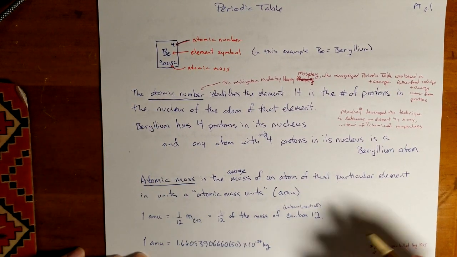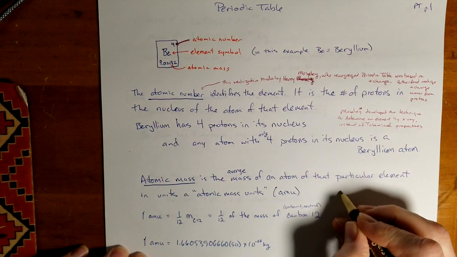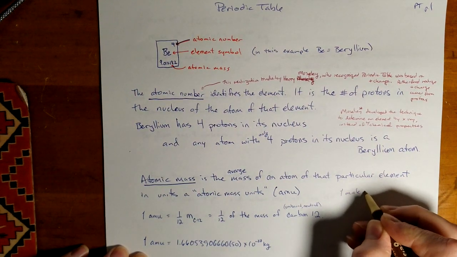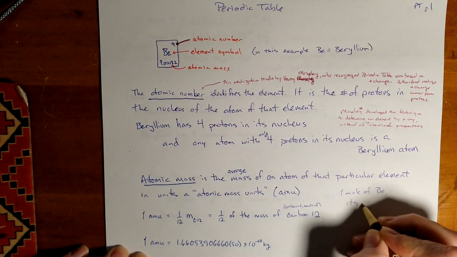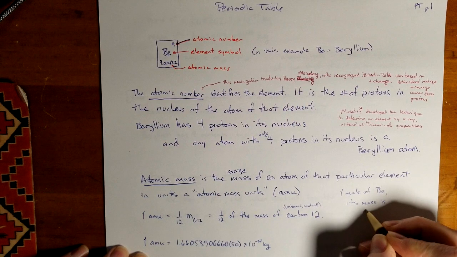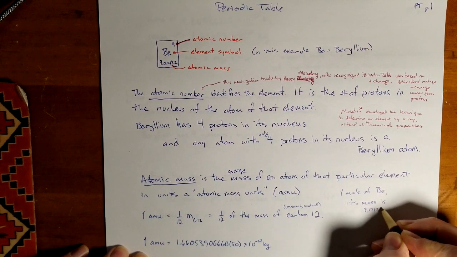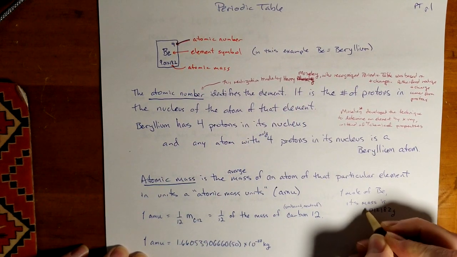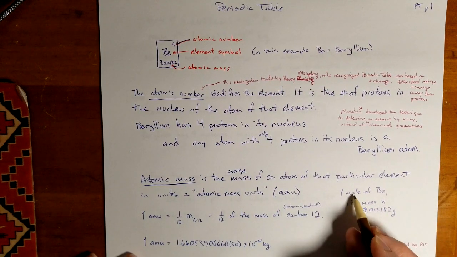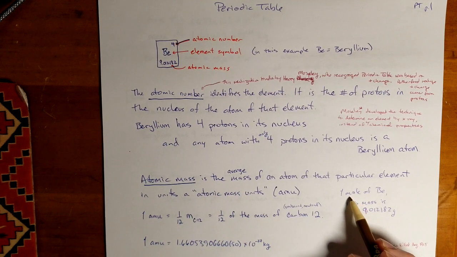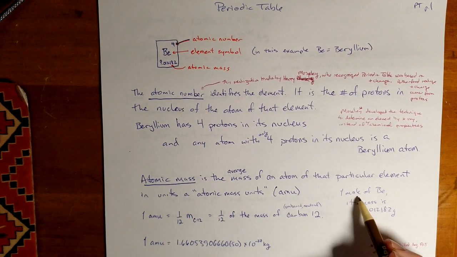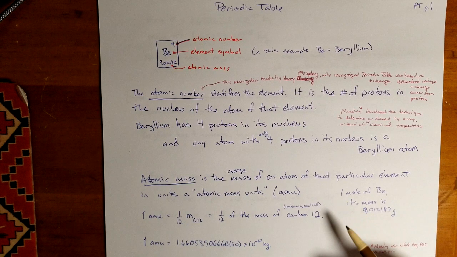Also, another way of looking at the atomic mass is that if I have 1 mole of beryllium, its mass is 9.012182 grams. Now, a mole is a word like dozen or score. It's just a number. A dozen means 12. A score means 20. A mole means 6.02 times 10 to the 23rd. It's a huge number, but there it is.